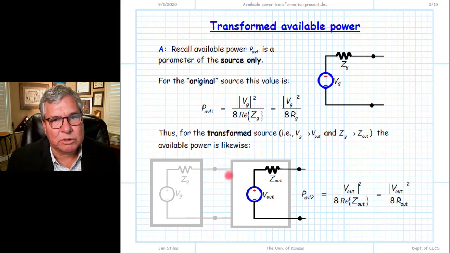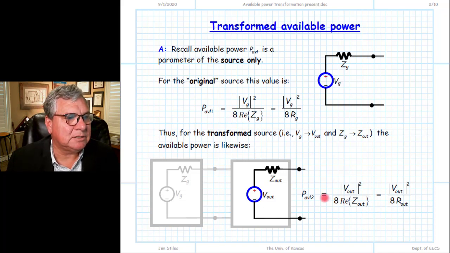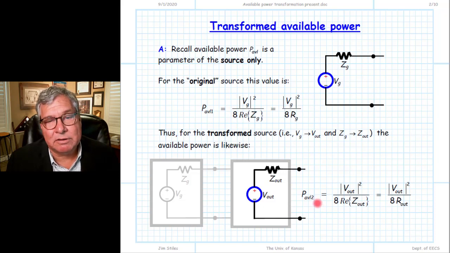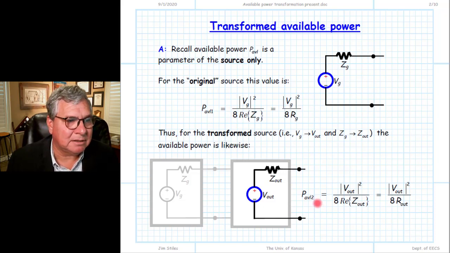Now we have a transform source where we have V out and Z out, and of course we could simply go through and calculate the available power now of this new transform source once we know V out and Z out, and it would be of similar form, the magnitude squared of V out divided by 8 times the resistive component of that output impedance Z out. And so we could calculate these and compare them, and we might be interested, since these are real values, to see, are they equal to each other? Is one greater than the other, or is the other less than the other? Under what conditions would there be a difference?